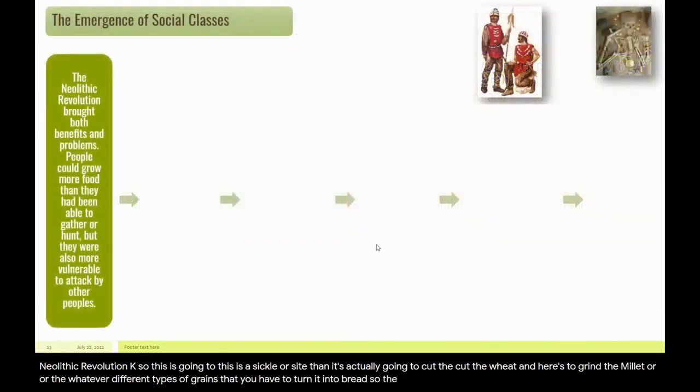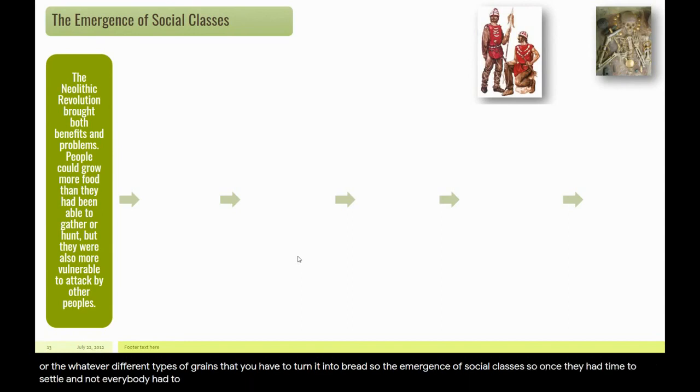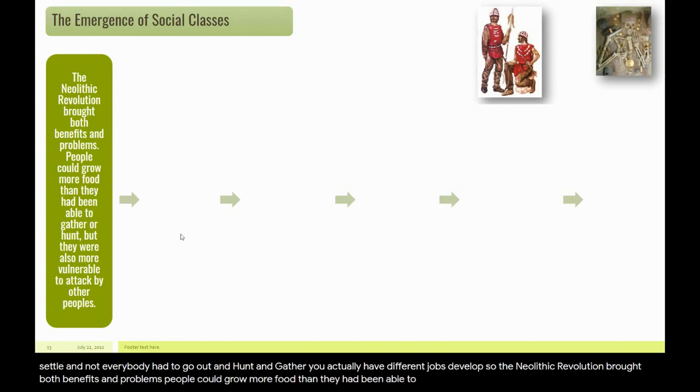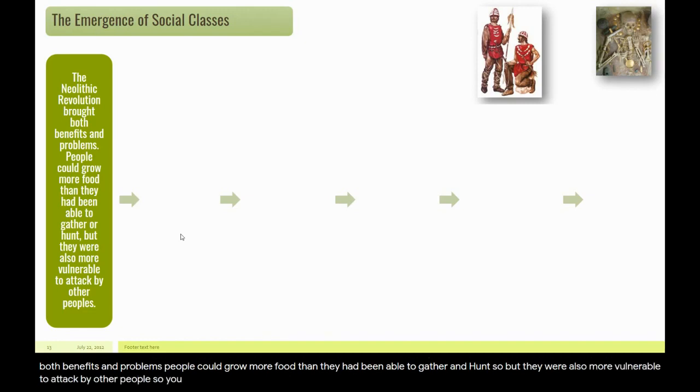So, the emergence of social classes. Once they had time to settle and not everybody had to go out and hunt and gather, you actually have different jobs develop. The Neolithic Revolution brought both benefits and problems. People could grow more food than they had been able to gather and hunt, but they were also more vulnerable to attack by other people. You had people who started to settle together. You had villages, and those were kind of easy targets for people who were still hunting and gathering.